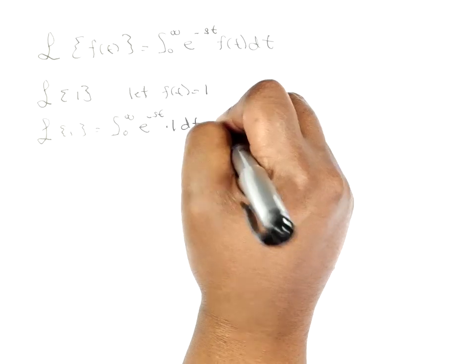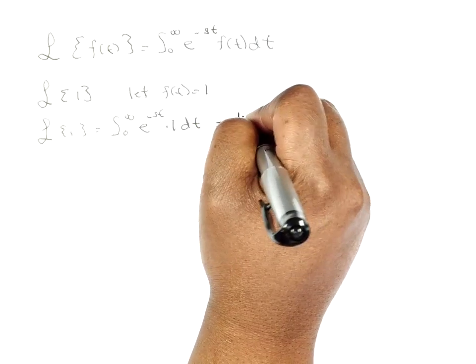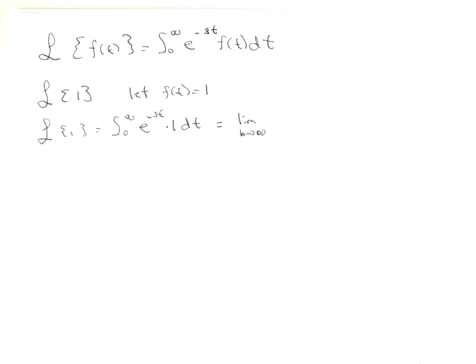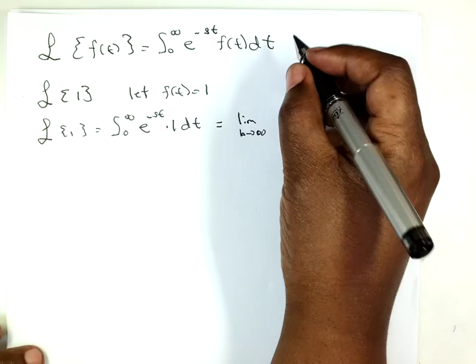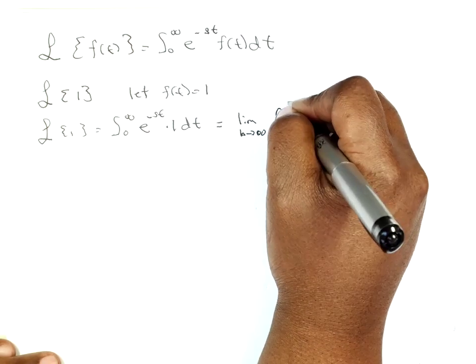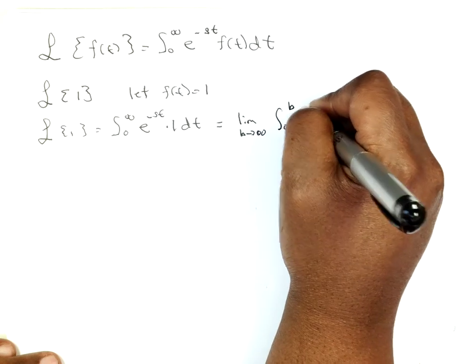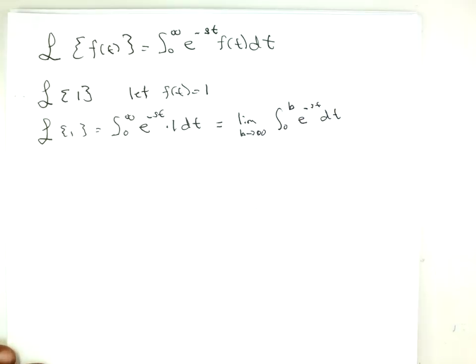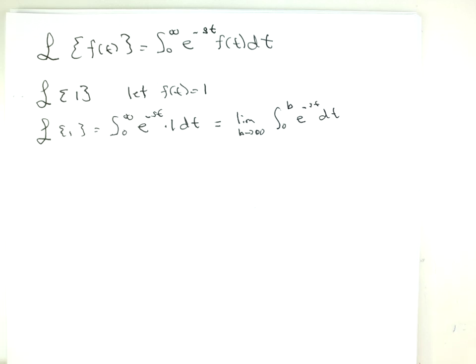I'm going to write it this time, but I'm not going to keep writing the fact that what we really have to do, because you're not supposed to have a limit that's infinity, is take the limit as b goes to infinity, 0 to b, e to the negative st, dt. So I really don't need to keep writing that 1 in there.